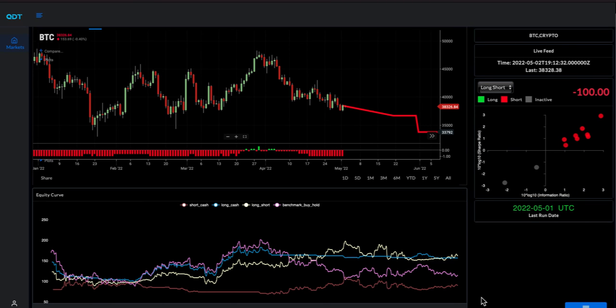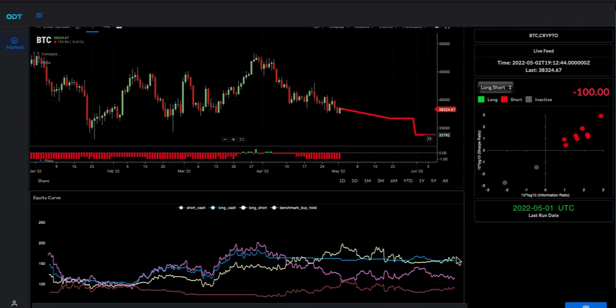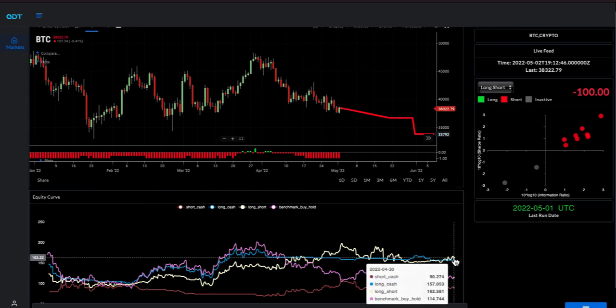And you can see the benchmark, which is the pink line, buy and hold Bitcoin over a long period of time, or use the strategy. The difference here would be, if you started with $100, the strategy would have generated $162, and the benchmark would have been at $114. So that's a significant difference as well.